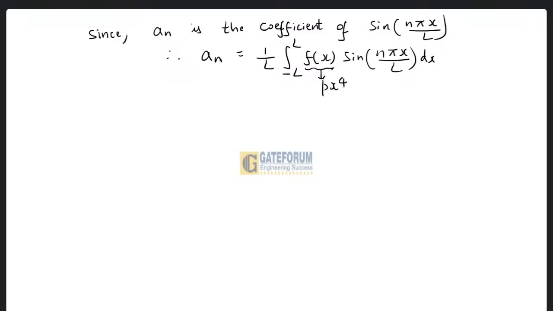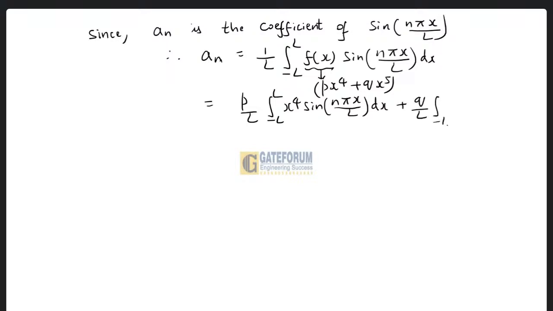p x power 4 plus q x power 5. Now separate into two integrals: p by l integral from minus l to l of x power 4 into sine n pi x by l dx, plus q by l integral from minus l to l of x power 5 cos n pi x by l dx. Now again observe the two functions. In the first integrand, x power 4 is even, sine is odd, and even into odd is an odd function.